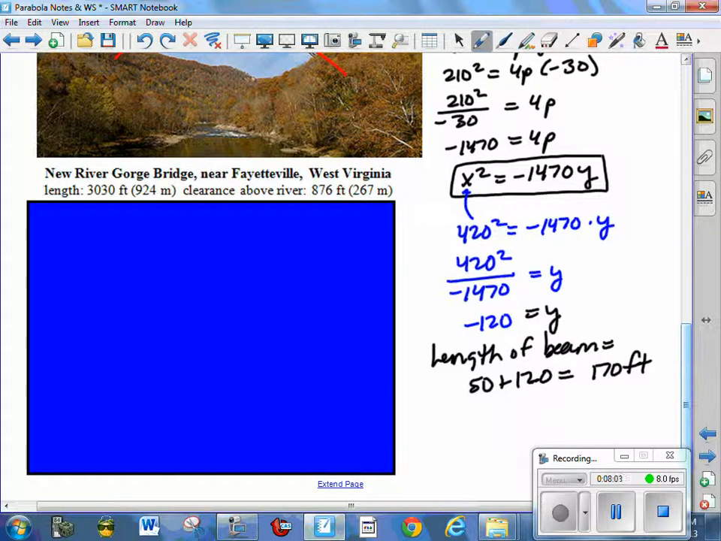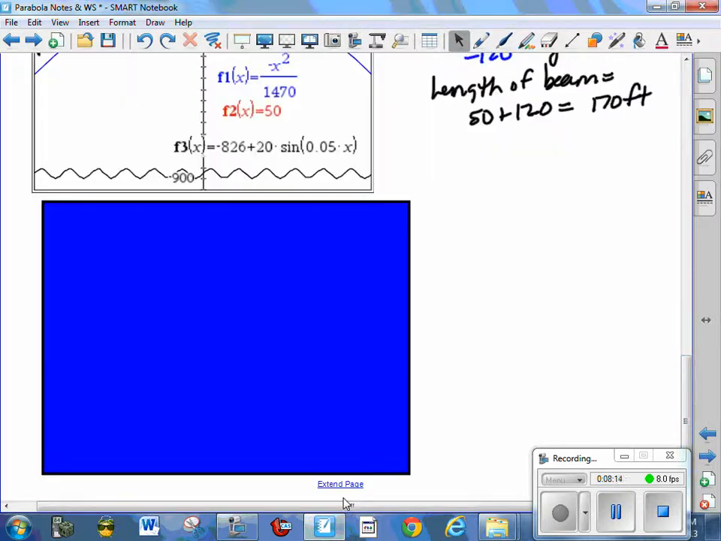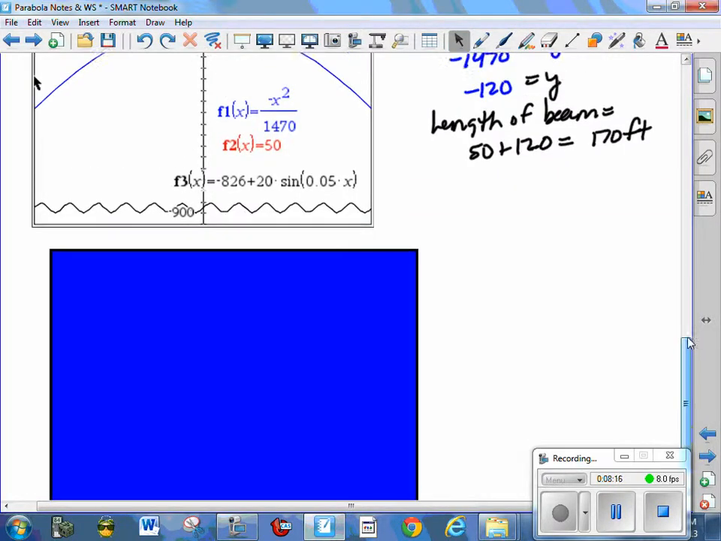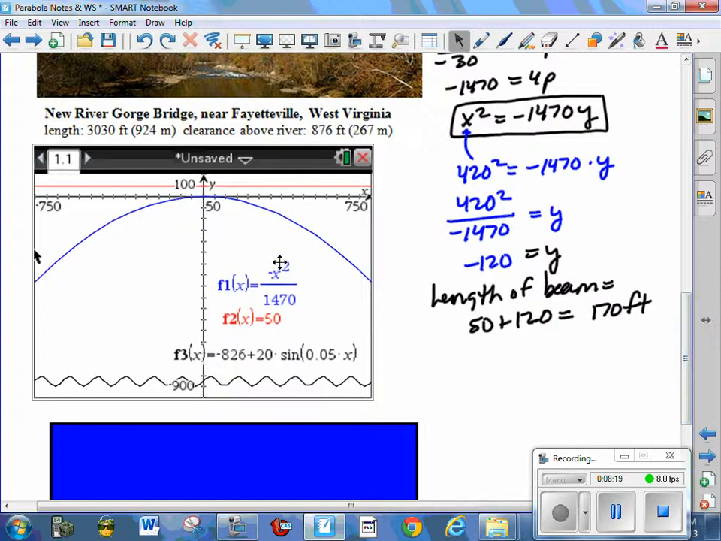So that's really important. Now, just to show you a cool little thing, I graphed this equation on my calculator using appropriate window settings. And so I have my equation, negative x squared over 1470, which is the same as x squared over negative 1470. I solved it for y, plugged it into the equation. Then I have another equation that just says f2 of x is 50. That's the road up here. So I just drew the bridge on my calculator. And then I expanded my window settings so that you could see this nicely.